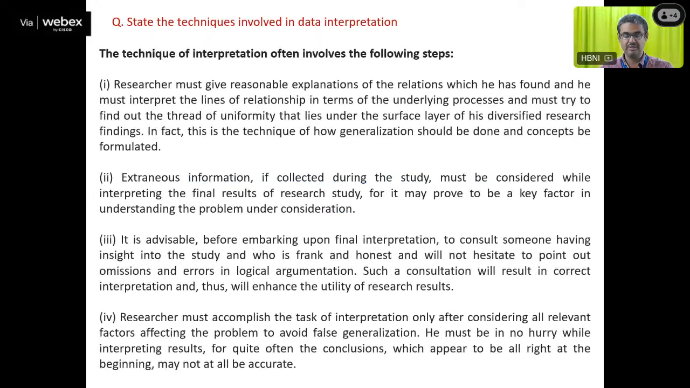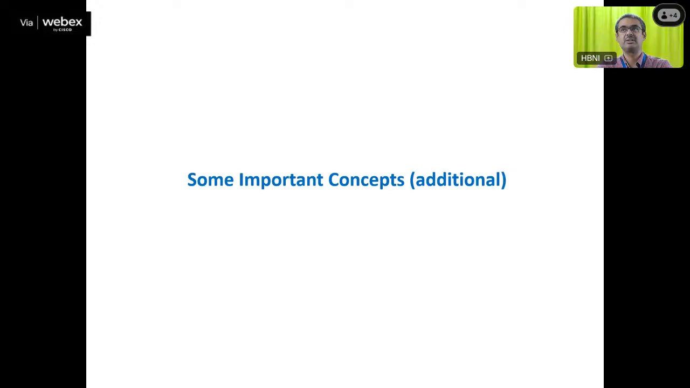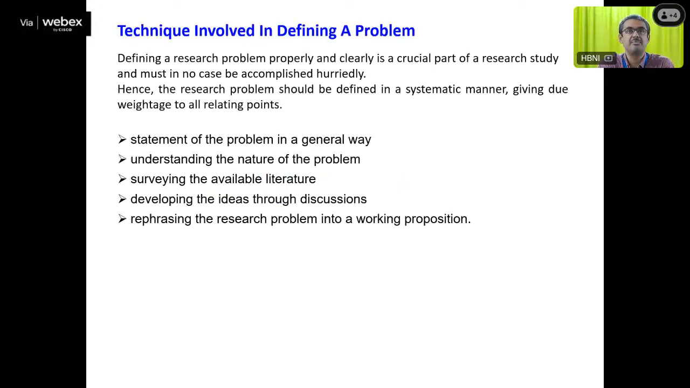And so this is all we revised. Because we have some time, let us discuss some additional concepts which we have not gone through in the class in research methodology. So let us discuss techniques involved in defining a problem. We have done defining a problem, but there is additional information which we can study. What are those? Defining a research problem properly and clearly is a crucial part of a research study and must in no case be accomplished hurriedly.